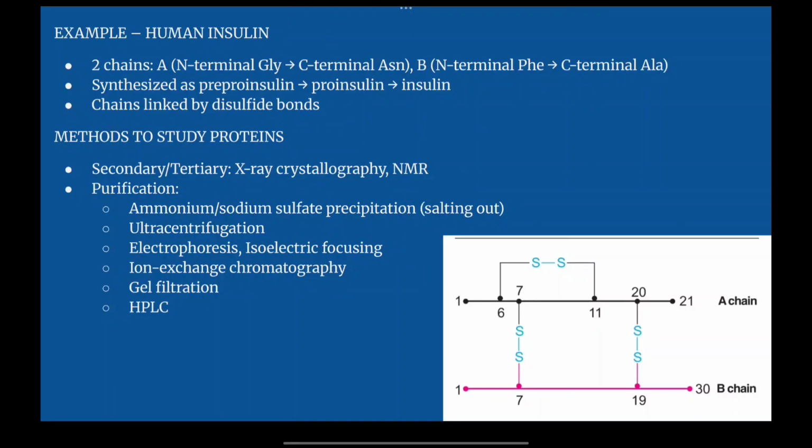Now there is an example of a protein for you to understand. Previously I asked you guys to put an example of a protein in the comment section. I don't know how many of you did, but here is an example of a protein: human insulin. This is a protein which consists of two chains, chain A and B. The human insulin A chain has N terminal with glycine and C terminal with ASN.